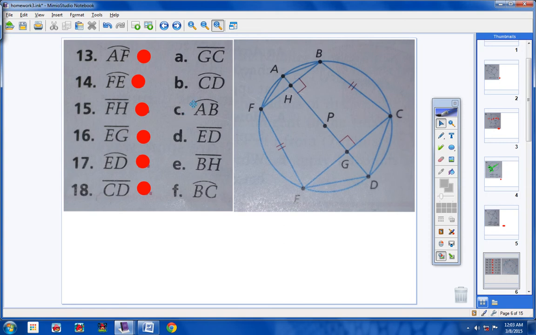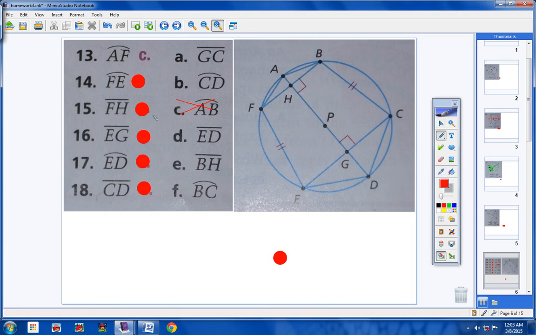Either the congruent segment or arc, depending on what we're dealing with. For example, on number 13, we're dealing with arc AF. So what arc is congruent to arc AF? Well, look students, here we go. Here's a diameter that is perpendicular to a chord. So it bisects the chord and it bisects this big arc right here. So arc AF is congruent to arc AB. And that would be letter C.